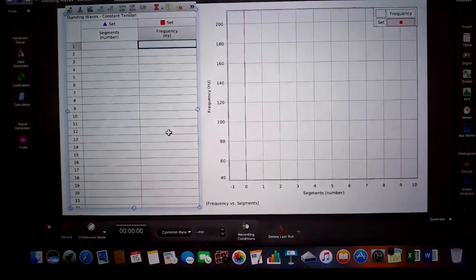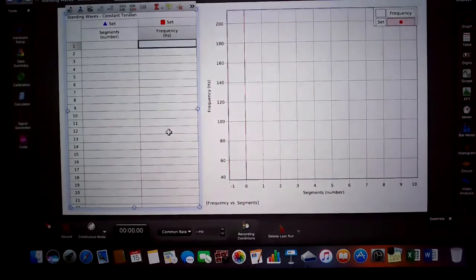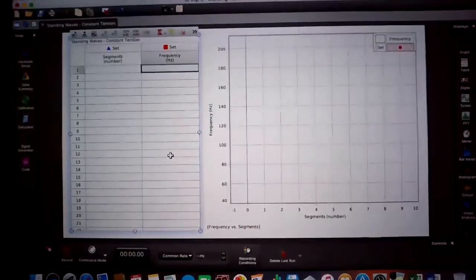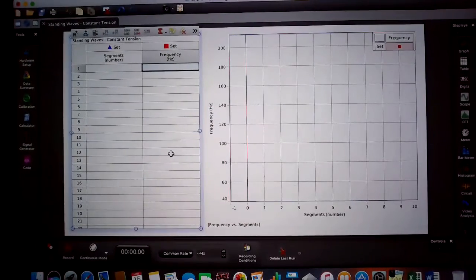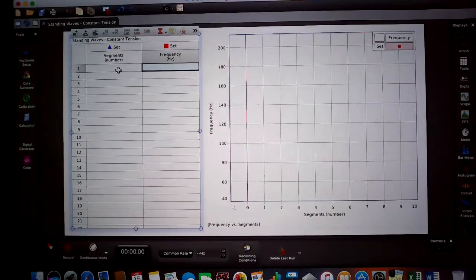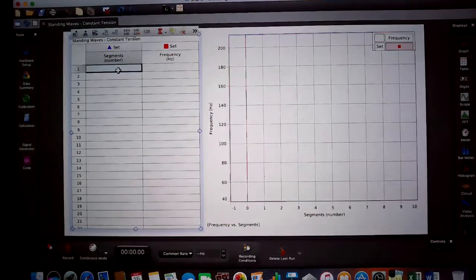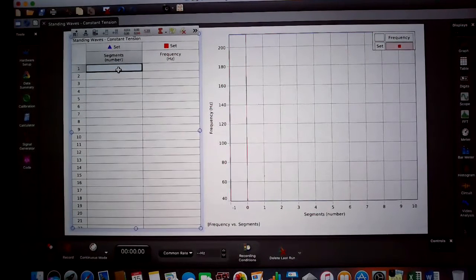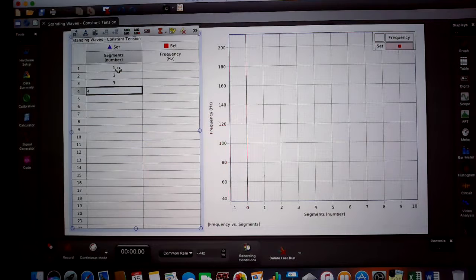Okay, we're going to look at entering the data, and I've got the cam right up to the computer, so you'll see my hands at the bottom here working as I enter these different things. I'm going to start with the number of segments, which is really the n number. N equals 1, n equals 2, n equals 3, n equals 4, and n equals 5.